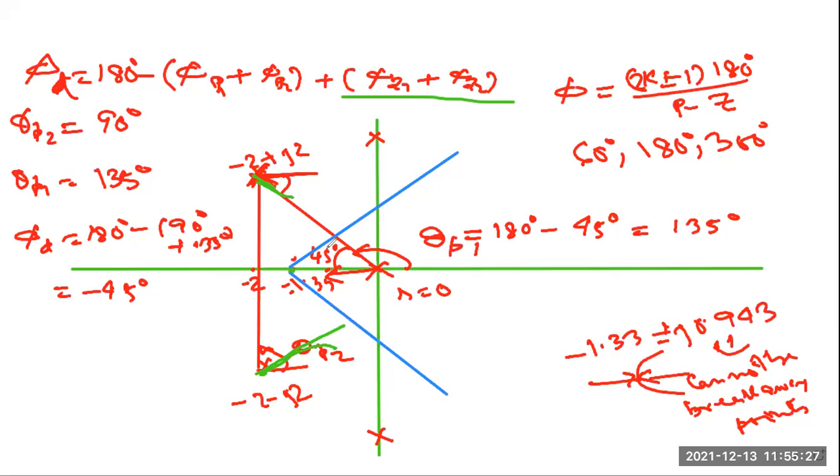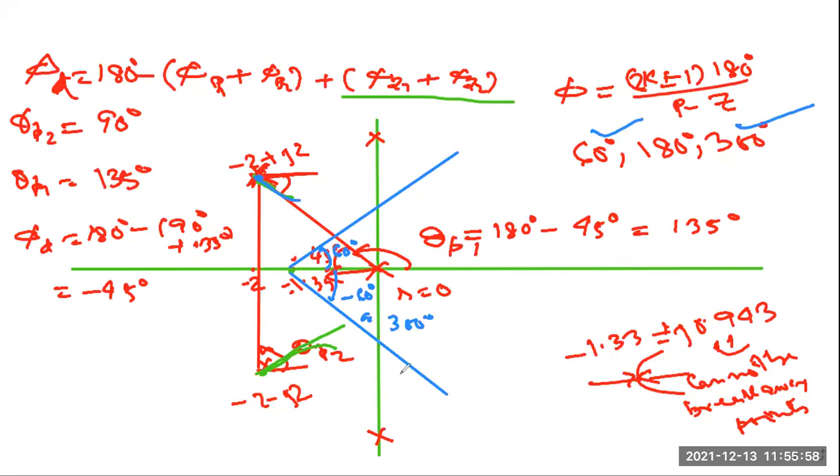This is your asymptotic path, 60 degree, and this will be minus 60 degree or 300 degree. This and this. Yes or no? Yes, sir. Very good. So the root locus will follow this path. It will start from this pole, come to this point, and then follow this asymptotic path.